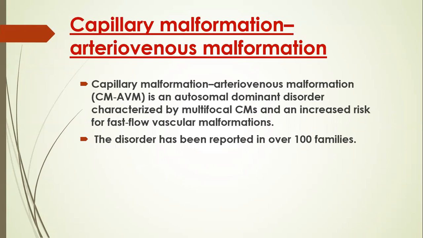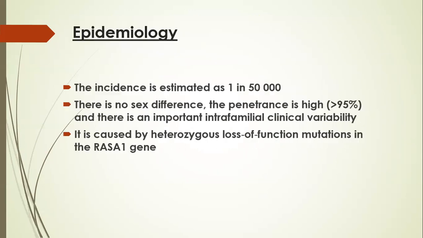The capillary malformation with arteriovenous malformations. This is called the capillary malformation arteriovenous malformation or CM-AVM. It's an autosomal dominant disorder which is characterized by multifocal capillary malformations and increasing risk of fast flow vascular malformation. The disorder is reported in over 100 families. Incidence is 1 in 50,000. No sex difference, penetrance is high, and there is important intrafamilial clinical variability. It is caused by heterozygous loss of function mutation in the RASA1 gene.